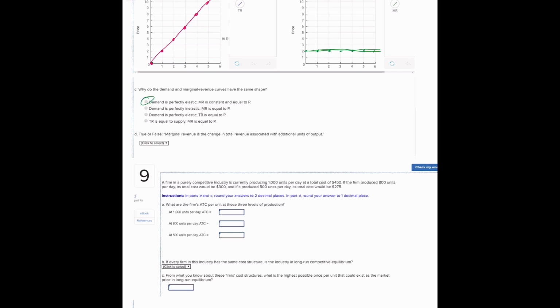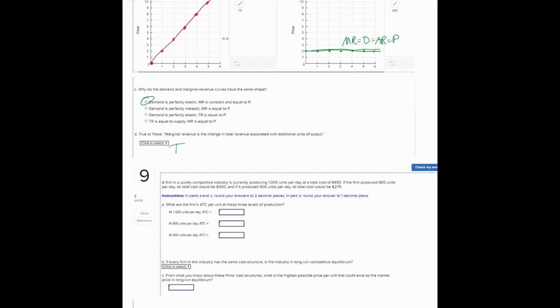So again, it's a little silly, but it might not hurt to keep this in mind, that Mr. DARP notation helps you remember that those all measure the same thing, that those concepts are all the same. And then finally, true or false, marginal revenue is the change in total revenue associated with additional units of output, which is our definition of marginal revenue.